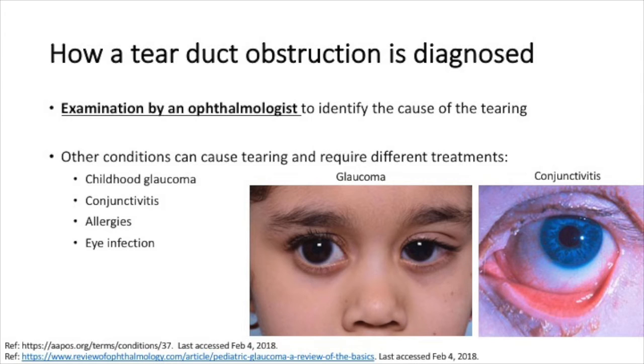It is important to have your child examined by an ophthalmologist to evaluate why your child is tearing. An ophthalmologist can identify the cause of your child's tearing so that appropriate treatment can be started. Other conditions that can cause tearing include childhood glaucoma, conjunctivitis, allergies, and eye infection.